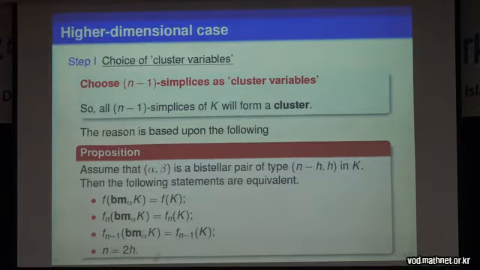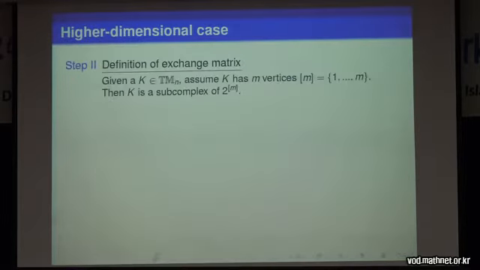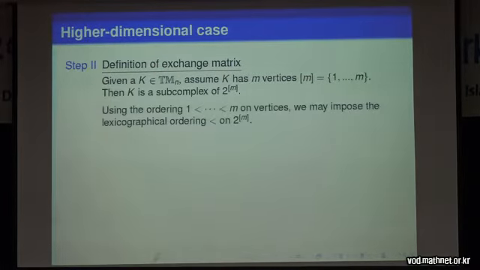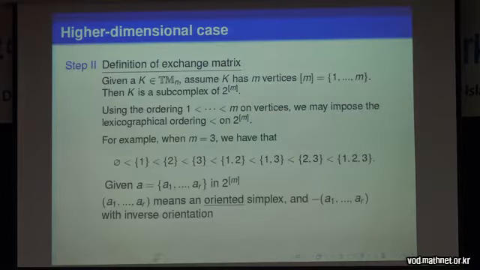The reason depends on the following. If you do the bistellar move, you just change the local part. You can easily calculate the f-vector and so on. If you want to define the exchange matrix, here it is a little bit complicated.